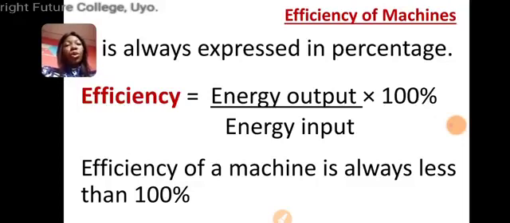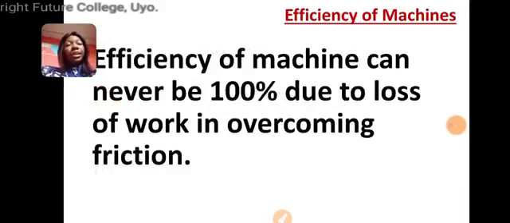What did I say? No machine is 100% efficient. Do you know why? Let's see. This is because efficiency of machine can never be 100%. Why? Due to loss of work in overcoming friction. What is friction, if I may ask? Friction is a kind of force that opposes motion. Friction opposes motion between two bodies in contact with each other. Okay? That is what friction is all about.